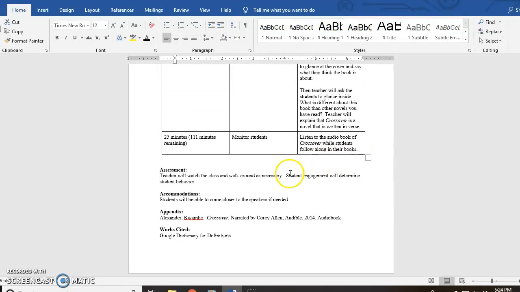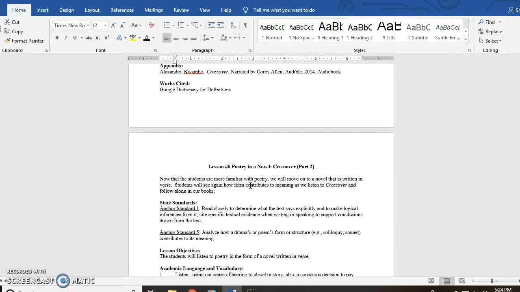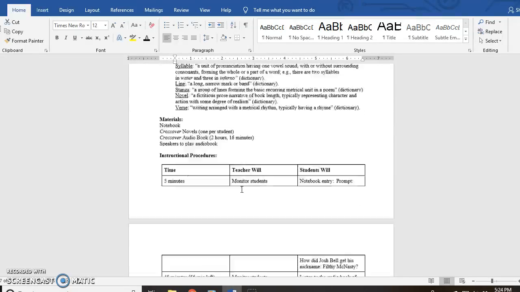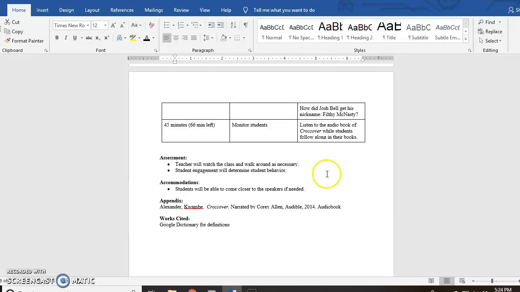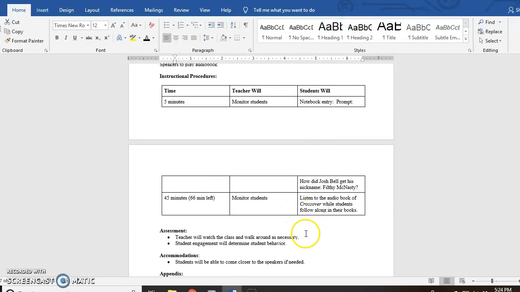So I will be walking around, and I'm hoping that the book is exciting enough that they'll pay attention to it. So if the students need to come closer to the speakers, they can, again with the fidget spinners, but hopefully as they're following along in the book, that will keep them from getting crazy. So we'll do that for a few classes, but every day we'll have a different notebook entry so we can talk about how the novel is progressing.